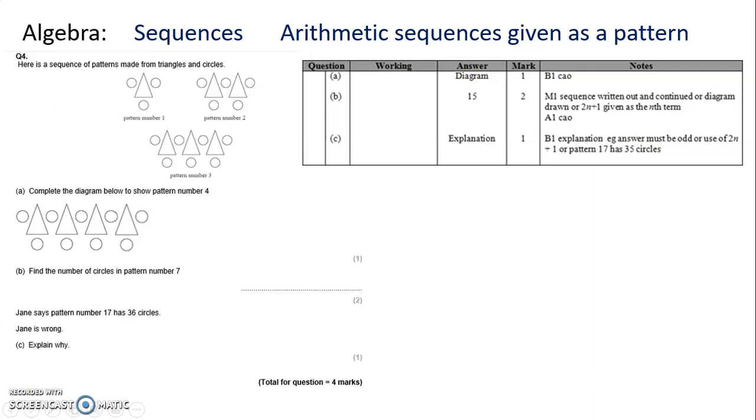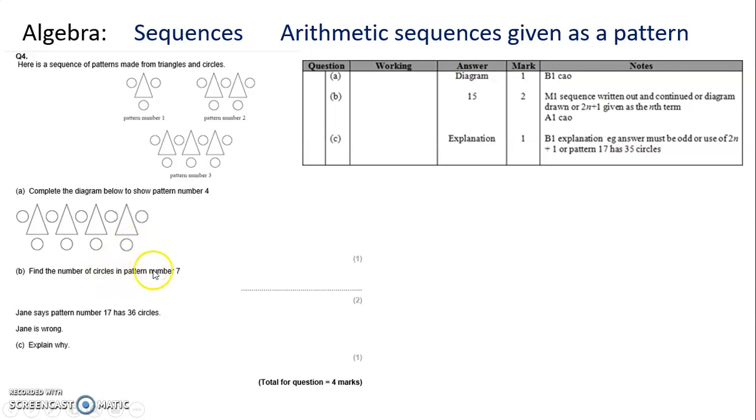Again, you're asked to draw pattern number 4, and you can see that what's been added every time is an extra triangle and then these 2 circles. So another triangle, 2 circles, then another triangle, 2 circles. And so for pattern 4, I need to take pattern 3, add a triangle, and then add 2 circles.